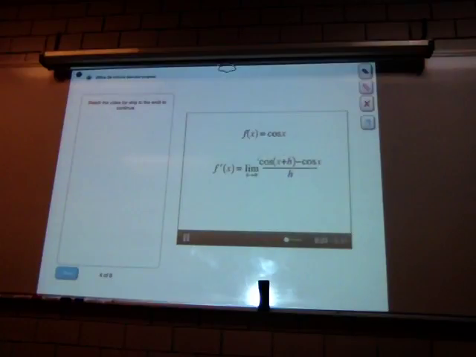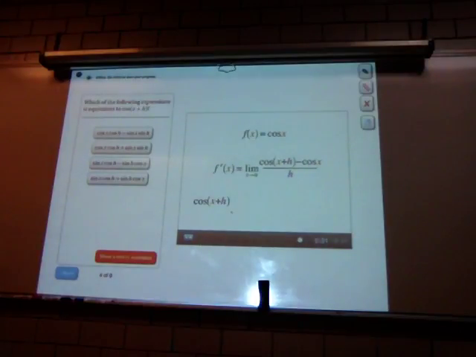Now, can you use a trig identity to find an equivalent expression for the cosine of x plus h? Ahora, usando identidades trigonométricas, ¿cuál sería una expresión equivalente para el coseno del binomio de x más h? Es equivalente a lo que hicimos para el seno. La última. ¿Por qué no? Si no es esa, ¿cuál sería? Acuérdense que la derivada del coseno resultó en la gráfica no seno, sino menos seno. ¿Cuál?